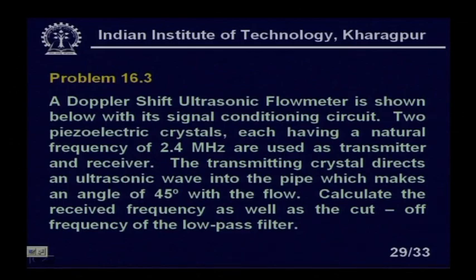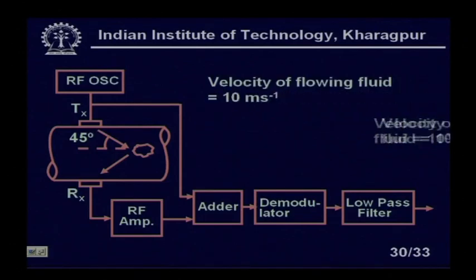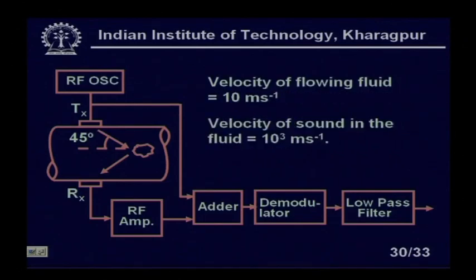Let us look at the diagram of the system. You see that there is an RF oscillator, so we are launching the ultrasonic wave. It is getting reflected from some suspended particles in the liquid. As you know, the Doppler shift ultrasonic flow meter is not for clean liquids. There should be some particles inside the liquid so that the ultrasonic wave is reflected by that particular particle.